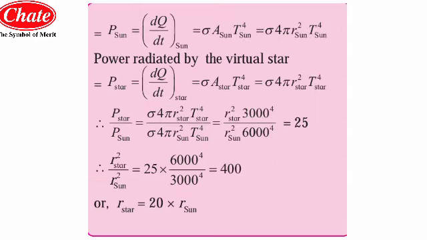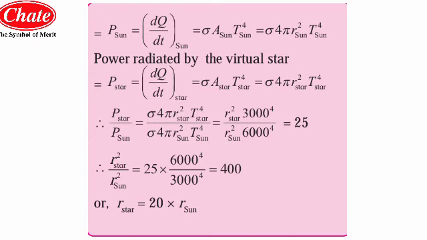So now students, we have written the given terms: the temperature of the sun is 6000 Kelvin, the temperature of the star is 3000 Kelvin, and according to the given condition the power radiated by the star is 25 times the power radiated by the sun. So P star will be equal to 25 into P sun. So this is how we have written. After that we will be moving to the calculations.